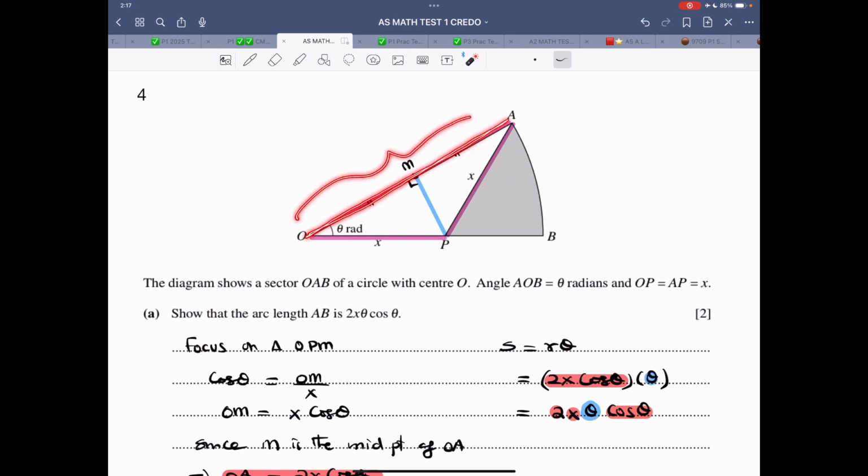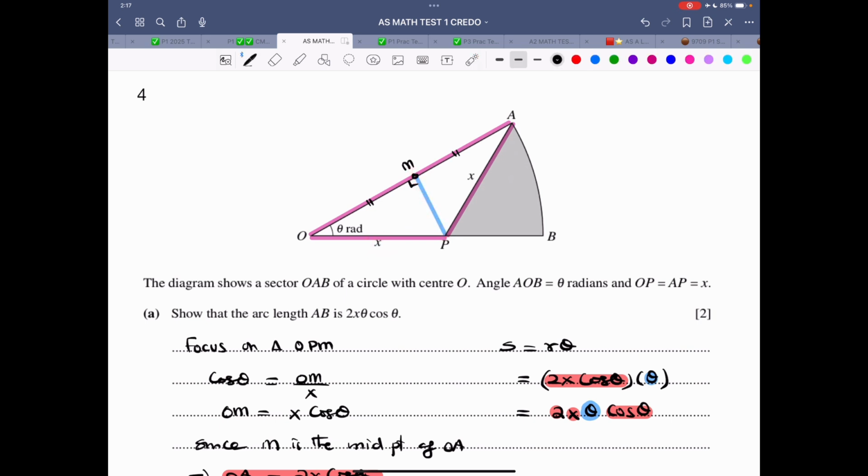So first of all, I need to find OA. And OA can be found either using cosine rule, but that will involve a square root. And I don't see any square roots over here. So what I have done is that I have drawn a perpendicular from P to M.